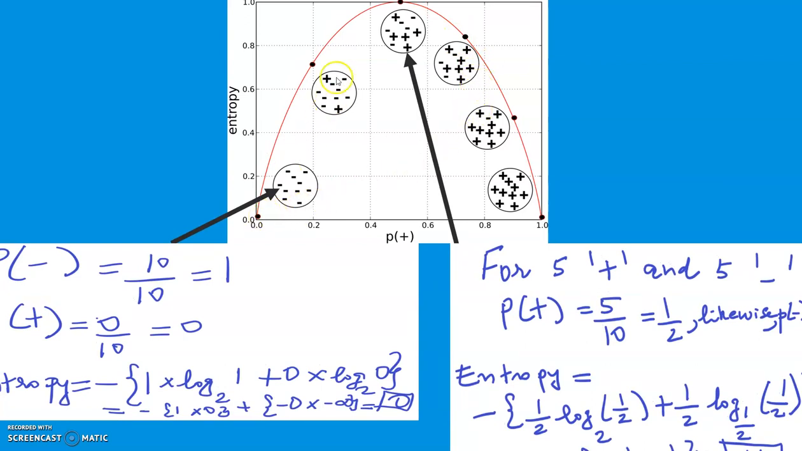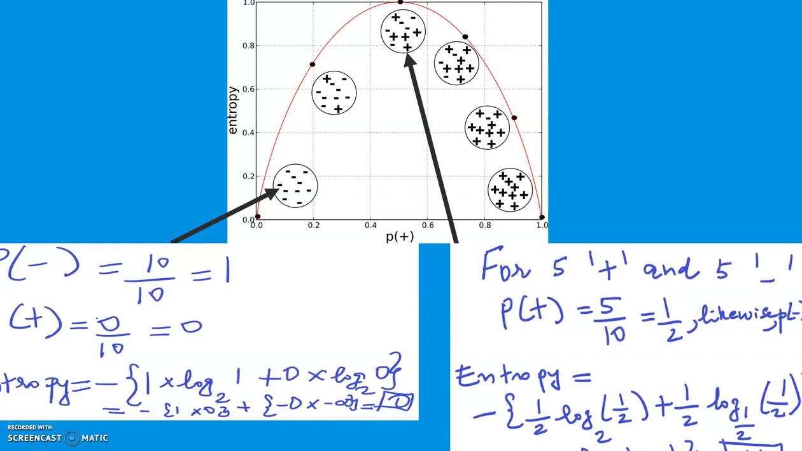And you can see in this picture, it's a nice picture that shows the entropy varying from 0 all the way up to 1, back down to 0. And the entropy reaches a maximum of 1 when you have 5 pluses and 5 minuses. And it becomes a 0 when you have 10 negatives or when you have 10 pluses. So again, to summarize, entropy is the measure of the purity of a set.